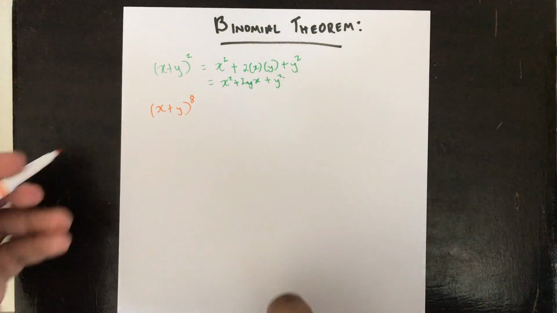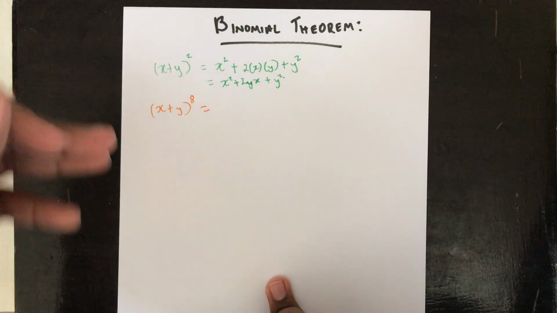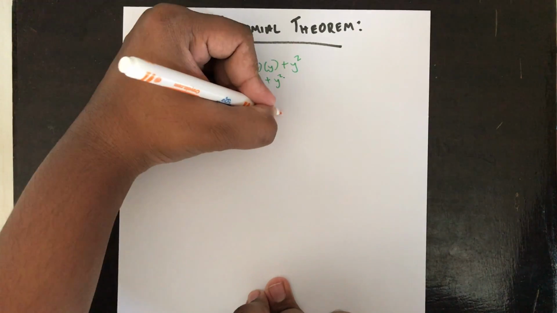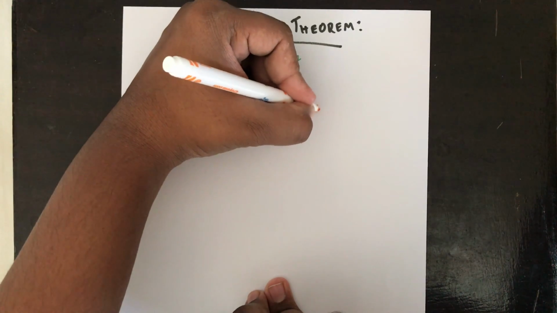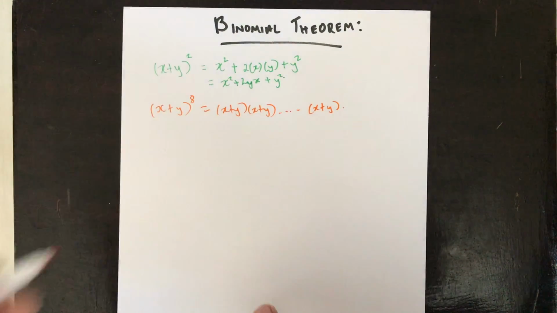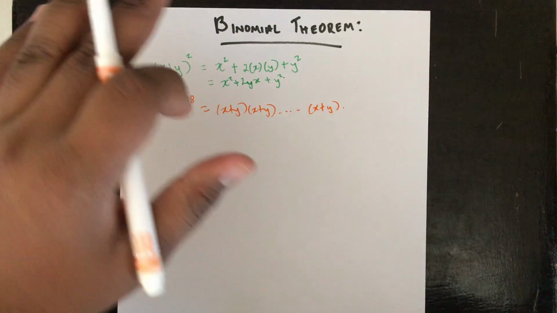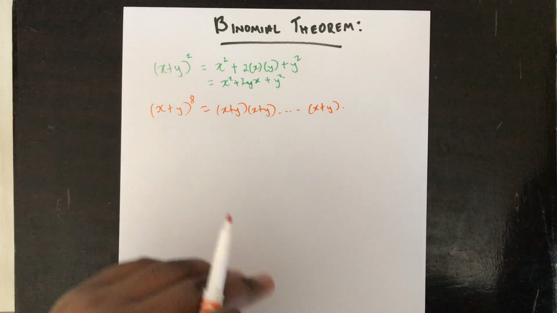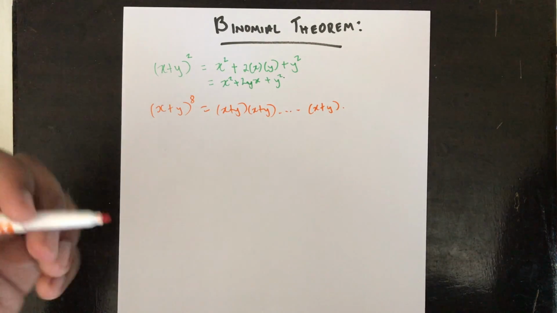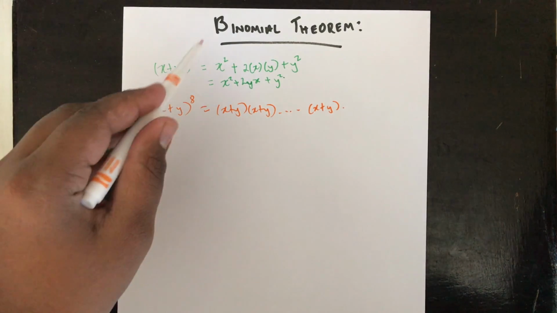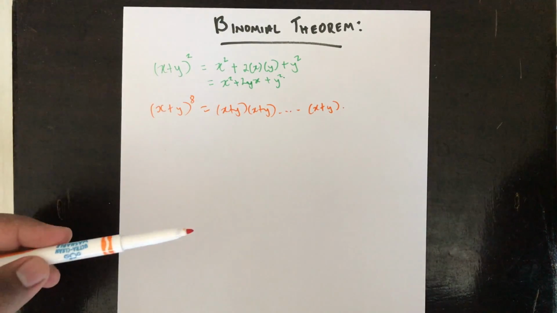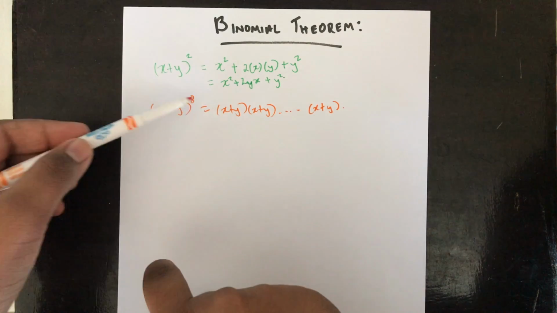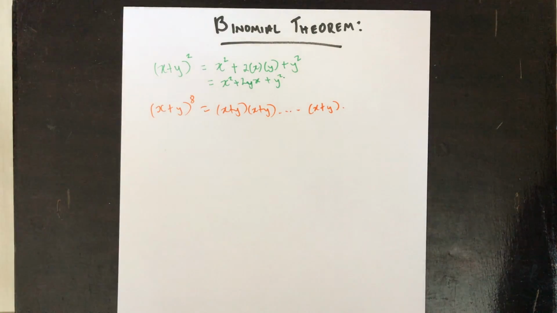How will you do that? You can't really have it as (x + y) into (x + y) all the way until you have the 8th (x + y) term. It's going to be too long, too tedious, and you will be prone to making mistakes. So the way maths has done this is that there is this thing called the binomial theorem. It basically allows you to expand big things like this in a very efficient and simple manner.